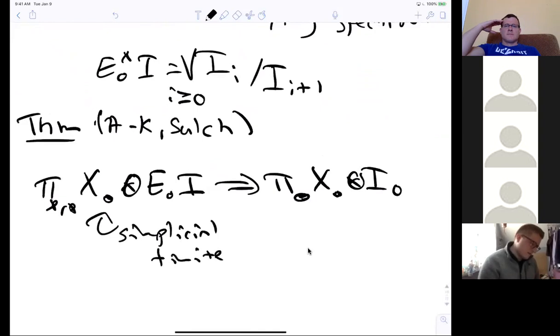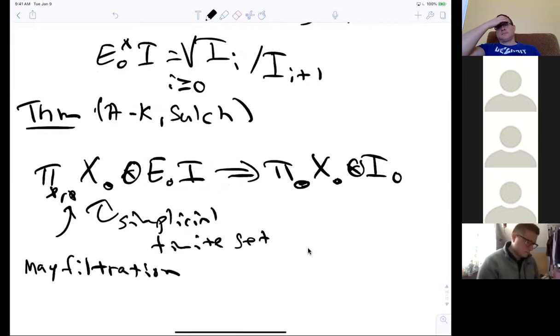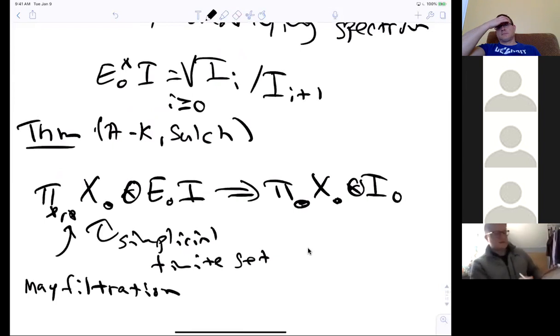Finite set. And then the second grading is coming from the May filtration. Yeah, we think of this as a kind of May spectral sequence, because it's built in a kind of similar way. Okay. All right, so if all of that was a little bit too abstract, let me get a little bit more concrete.